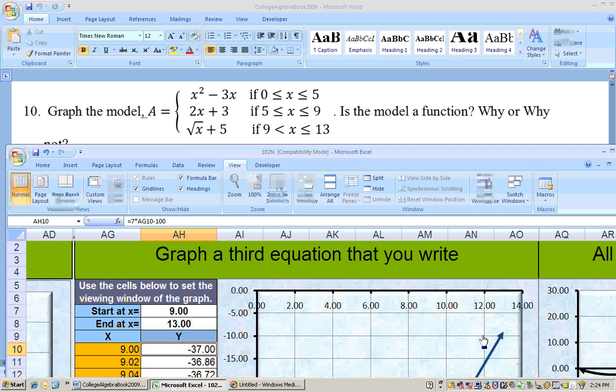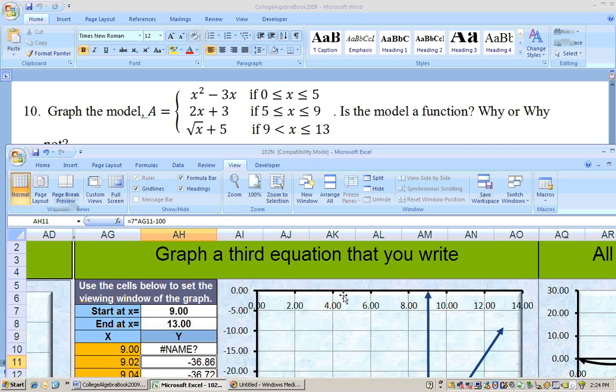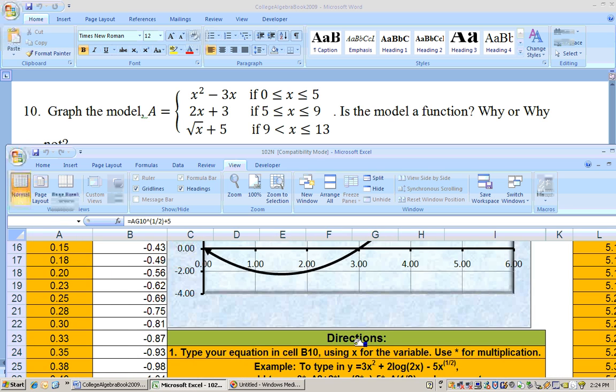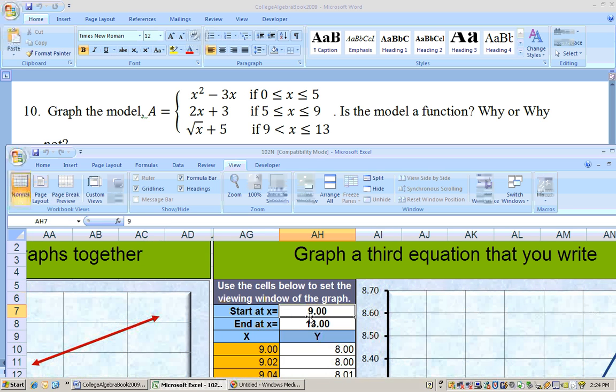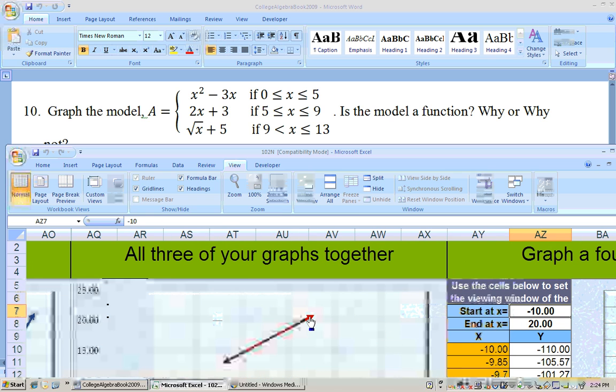If I put that in, and now let's put in this function, square root of x plus 5. Well, square root of x can be written two ways. It can be written equals sqrt of x in parentheses, or if you don't like it that way, we could write it x raised to the 1 over 2 power, then plus 5. So either way, either square root of x or x raised to the 1/2. If I hit enter, and I go down here and click to get that graph, and that's from 9 to 13. If I move over now, I can see all three graphs together.